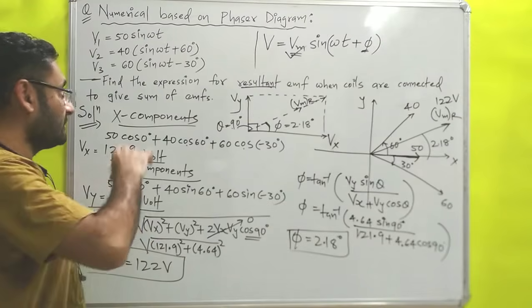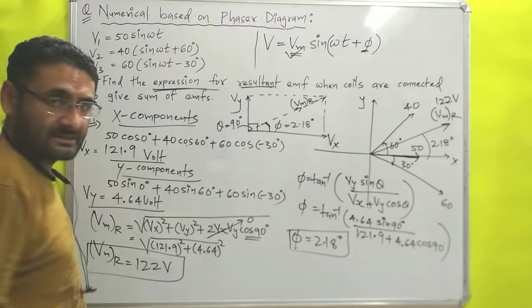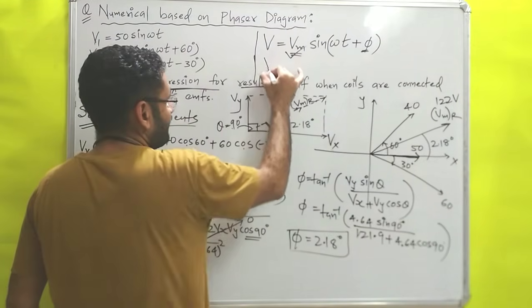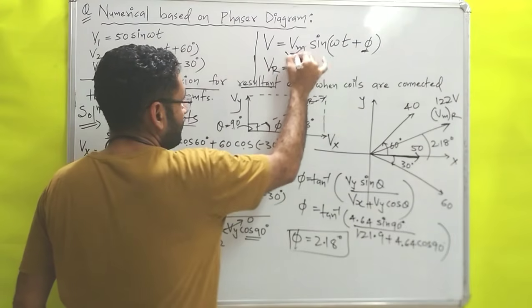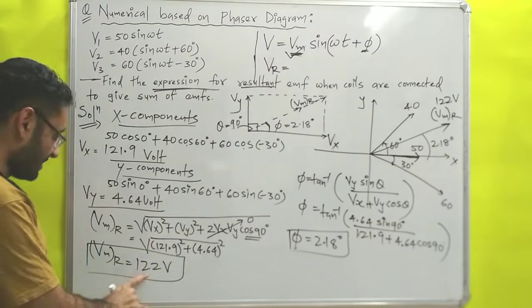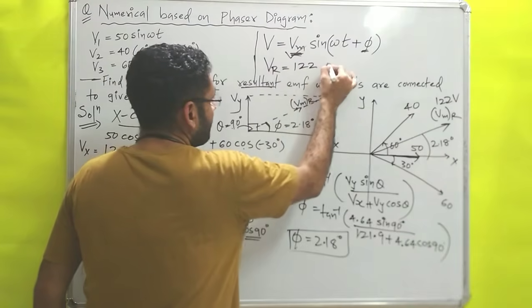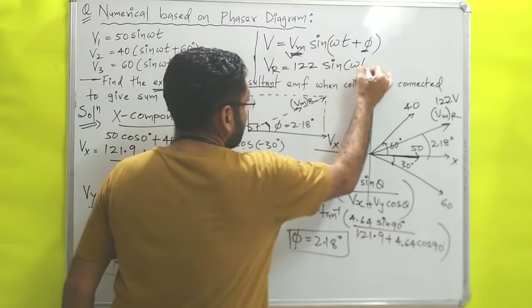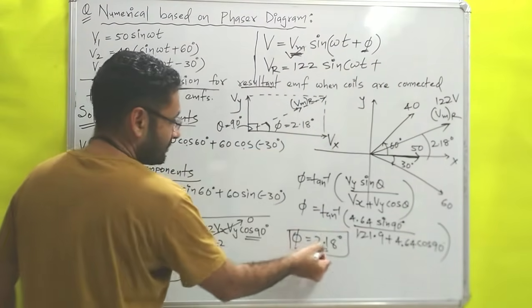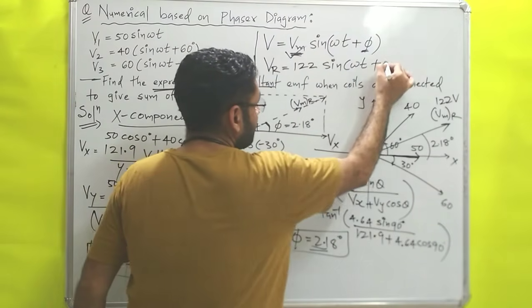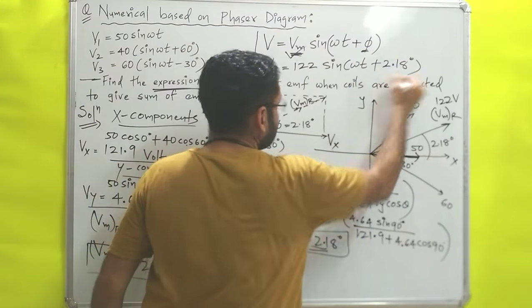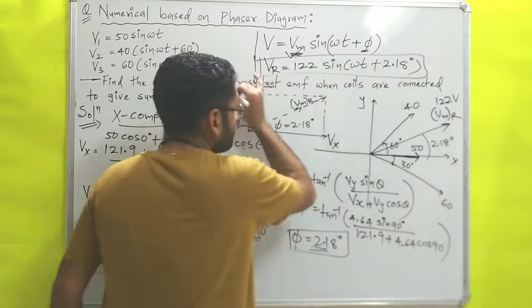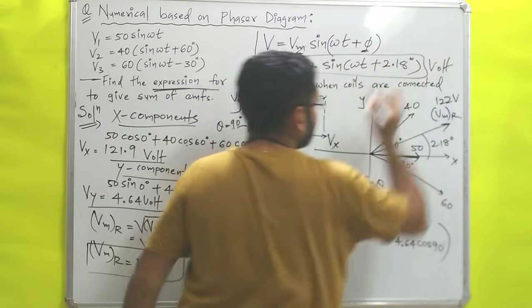Now we have to find the expression for the resultant. How can we write it? The expression for the resultant VR equals, maximum VMR is how much? 122. So I will write 122 sin of omega t plus the angle, the initial phase, 2.18 degrees. So that would be your final answer in terms of volt.